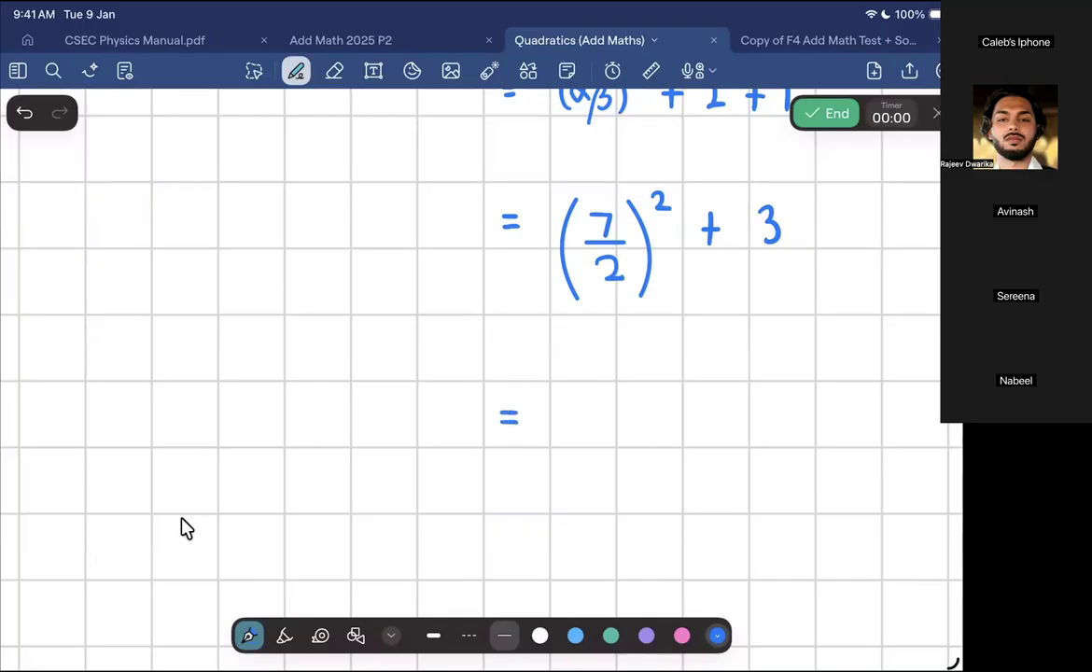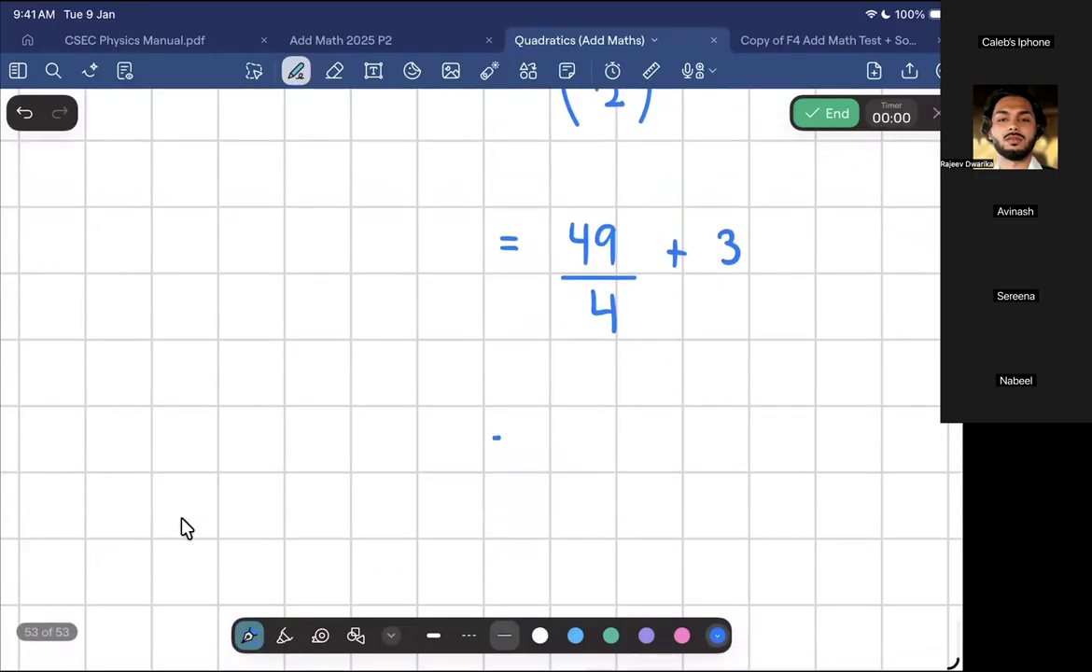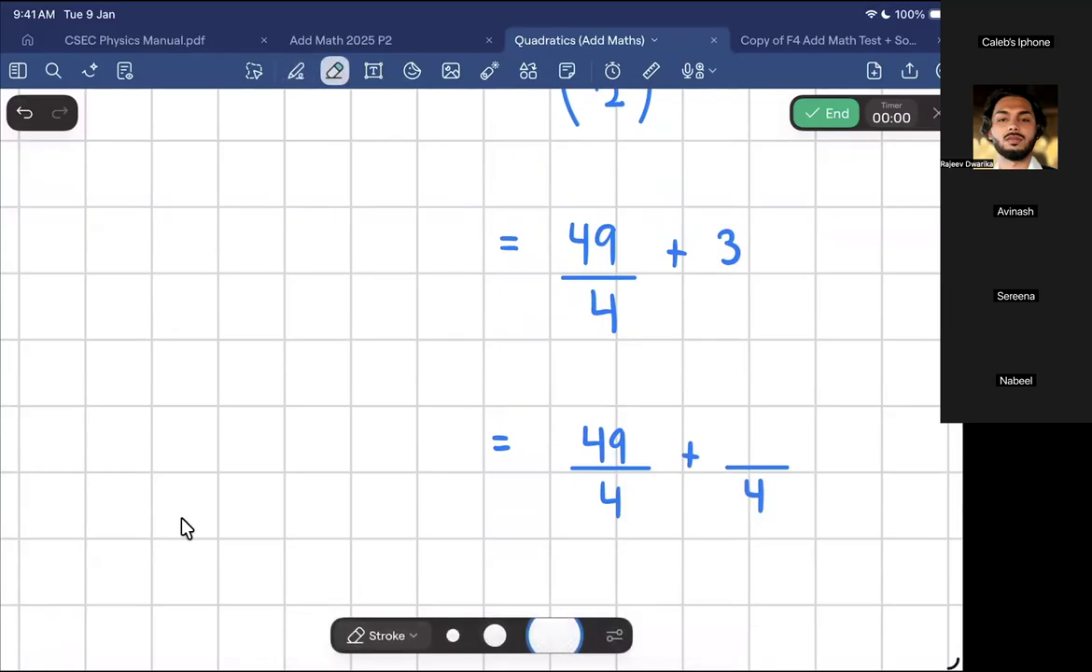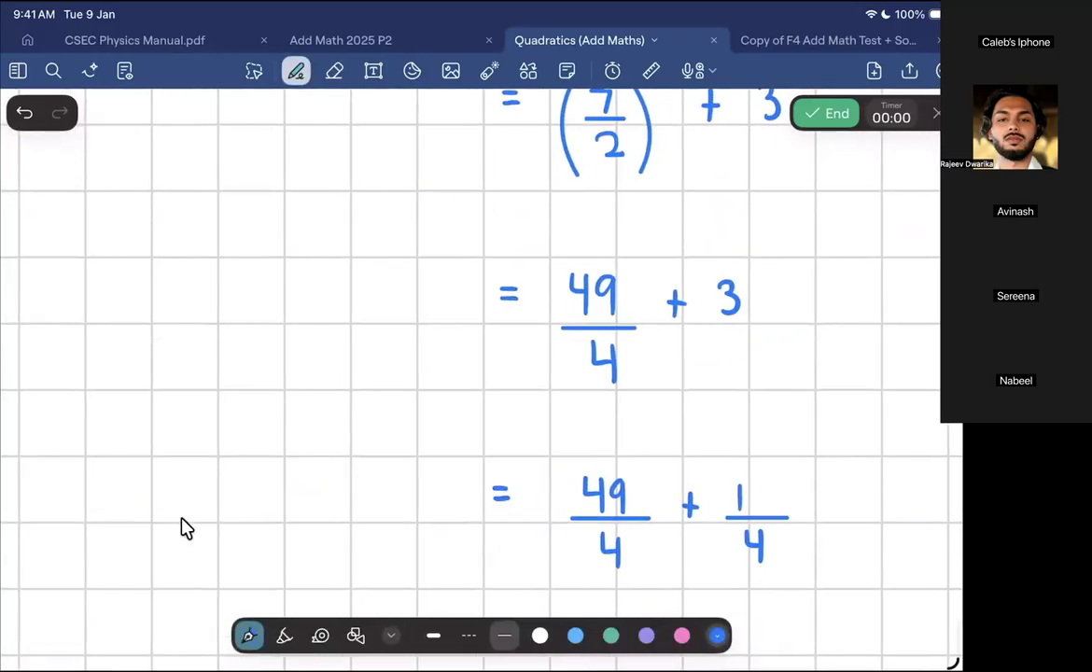Right? Caleb, talk to me. I see you have your hand up. 49/4. Yeah, it could be 49. Well, 7/2 squared would be 49/4, right? Because 7 squared is 49 and 2 squared is 4, plus 3. Now, if I wanted to write 3 as some number over 4, tell me what over 4 would give me back 3? Tell me, Caleb. 12. Yeah, 12/4 would give me back 3.